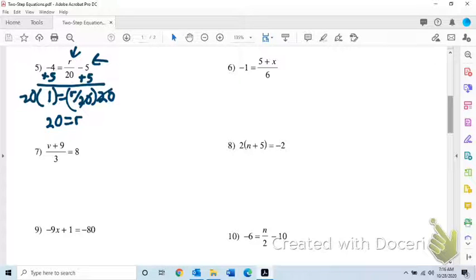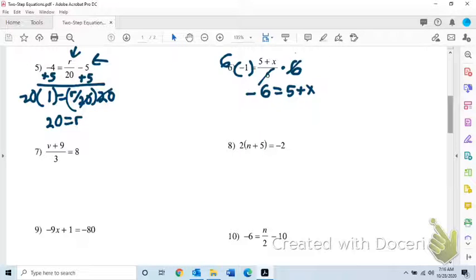So number 6, remember from yesterday, we talked about this. If the variable is up on top with another number, look at the difference between 5 and 6. In 5, the variable has that division, but it's by itself, so we get rid of the 5. Over here, where it's up top with the number, we actually need to get rid of the division first. So it's 5 plus x divided by 6, so we multiply by 6. And that gives us negative 6 equals 5 plus x.